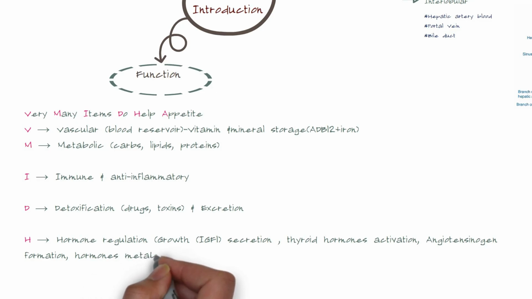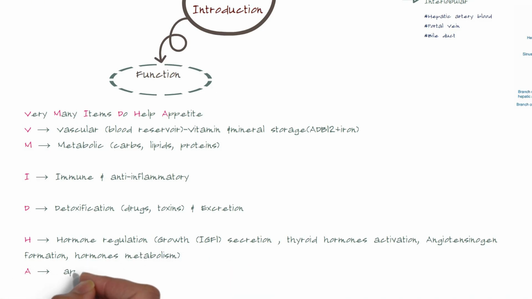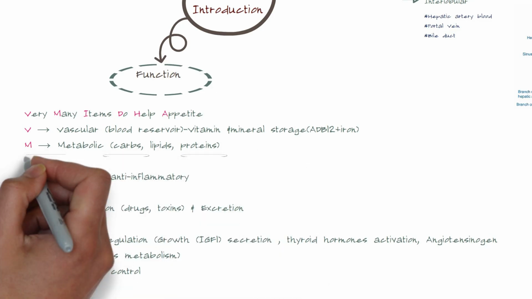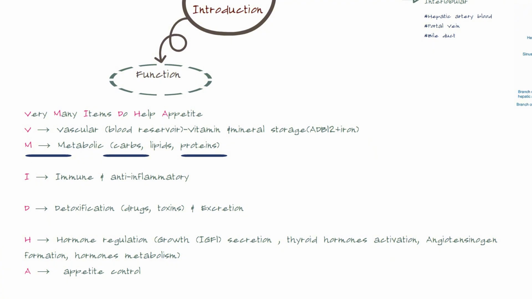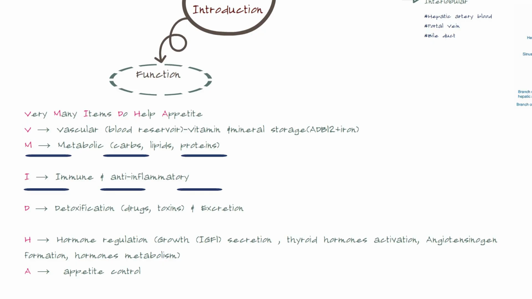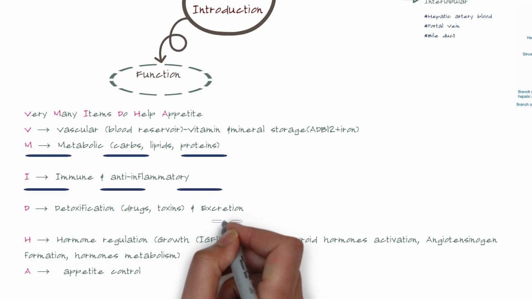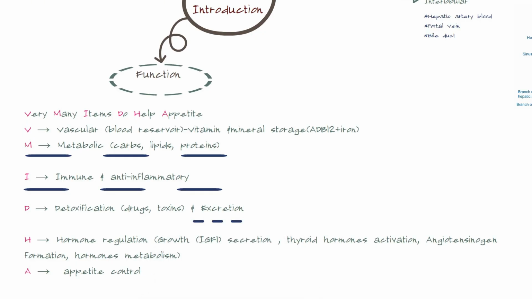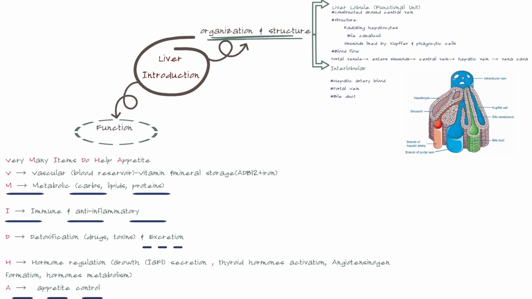H stands for the hormone regulation, and here it is important to remember that the liver is important for secretion of the insulin-like growth factor and the angiotensinogen, and activates the thyroid hormone, and is also important to break down the hormones. A stands for the appetite regulation. So let's talk about the important functions in much more detail.